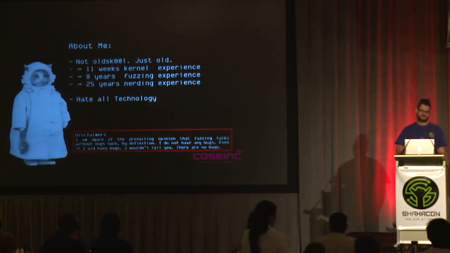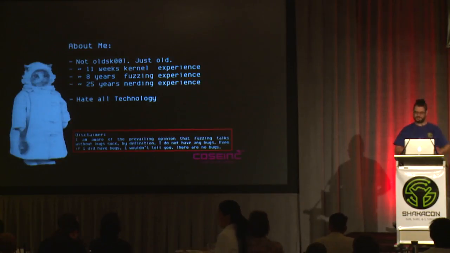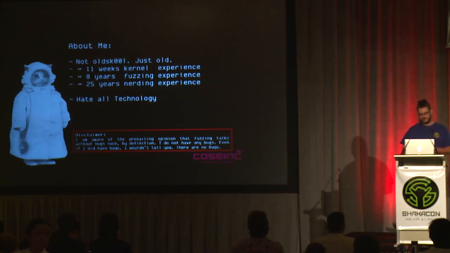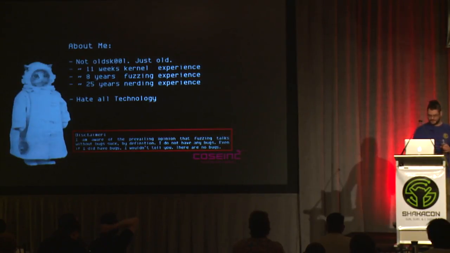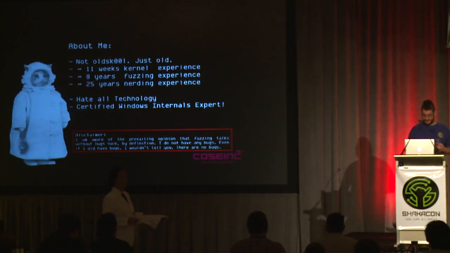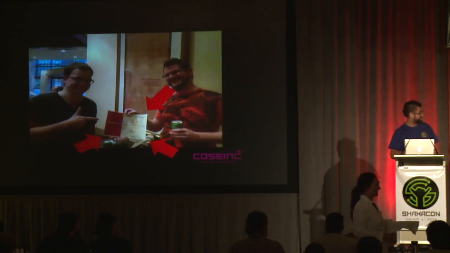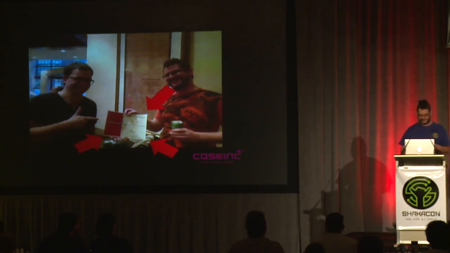This is my second small kernel project. I've been nose down for about 6 weeks. The previous one was about 5 weeks. So I'm not really very good at the Windows kernel, but I have done a lot of fuzzing, like really a lot of fuzzing. And I'm an old man. I turned 40 this year, which is why I changed all of my editor color schemes to cream. They used to be black. And I have a certificate. This is me getting my Windows internals certificate from Alex Ionescu.